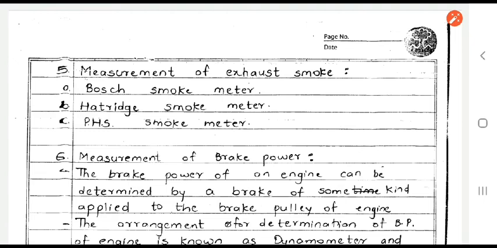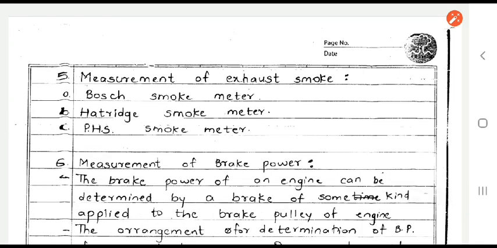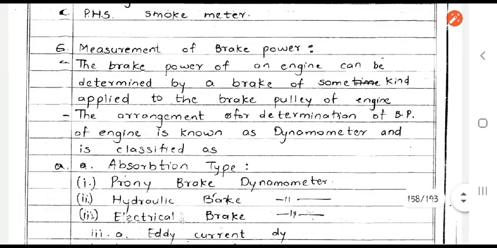I think many of you have observed such a smoke meter while measuring the exhaust pollution of your vehicle. That is nothing but the PUC certificate, and that is done with the help of this kind of instrument. Then the sixth one, measurement of brake power.